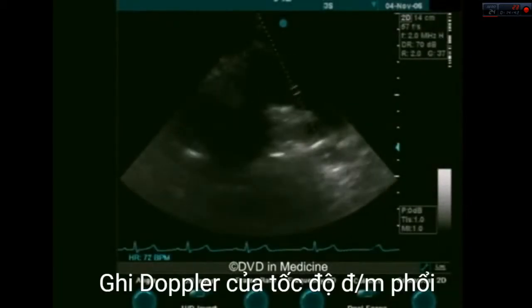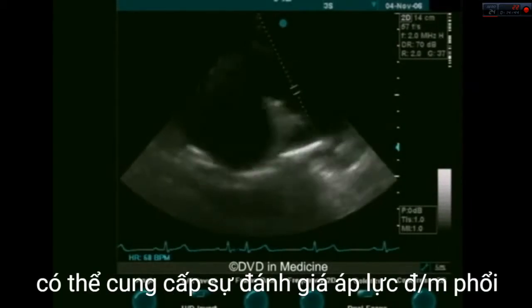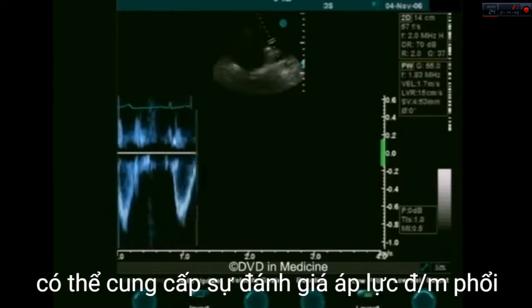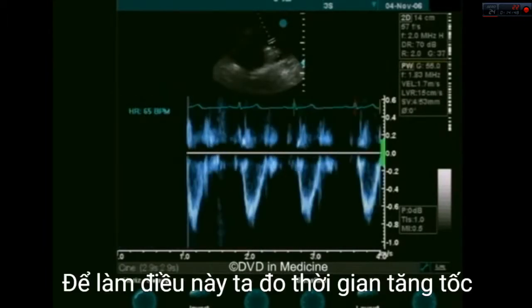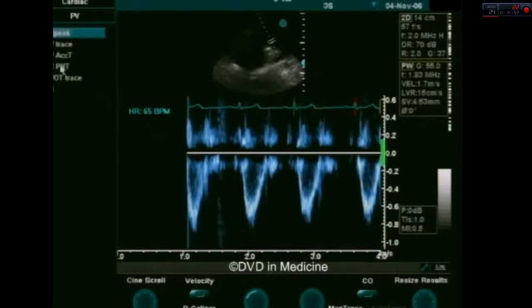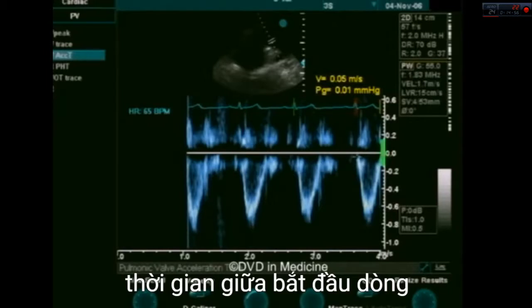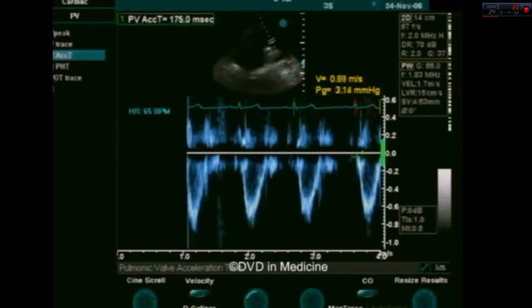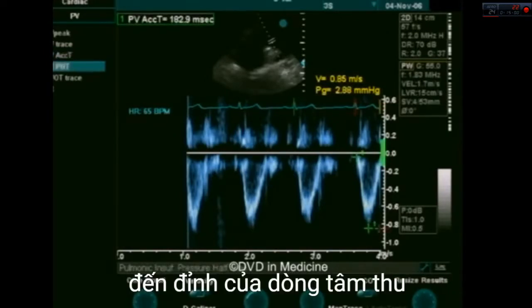Doppler recordings of the pulmonary artery velocity can provide the assessment of the pulmonary artery pressure. For this, one measures the acceleration time, the time between the onset of the flow to the peak systolic flow.